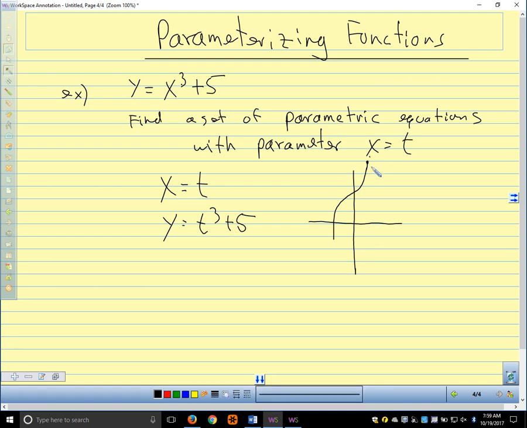And with this parameterization, what would be the orientation? Left to right. As t increases, x increases. This is not just a way to represent this as a set of parametric equations. How would we change this, folks? Listen up. How would we change this and get a right to left orientation? x equals negative t. Just go the other direction.